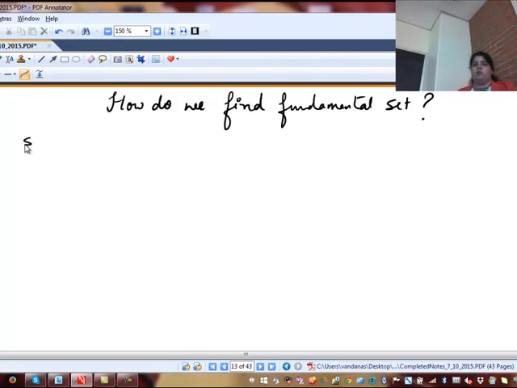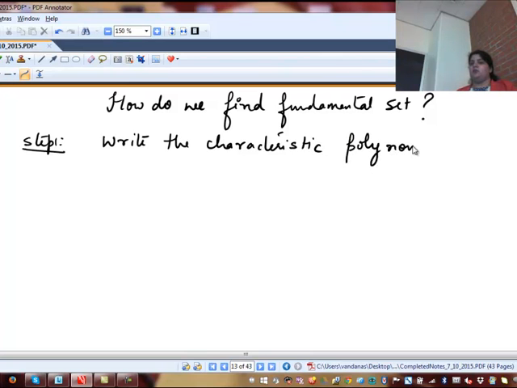Okay, step 1, write down the characteristic equation. And you can write it down by replacing y double prime with lambda square, which I just now told you.